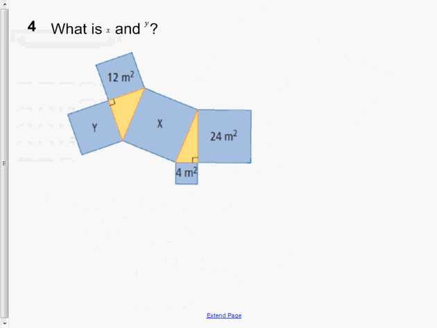Question 4, is that the last question? Question 4 gave you a fairly complex looking question, but it's not so hard. The first thing we can figure out is what is the area of this square, x. So this is a leg, and this is a leg, and this is a hypotenuse. So this area plus this area will equal this one. So therefore, I know it's going to be 28 meters squared. And once I know that's 28 meters squared, I'm going to take my marker here, erase this, and put 28 in there.